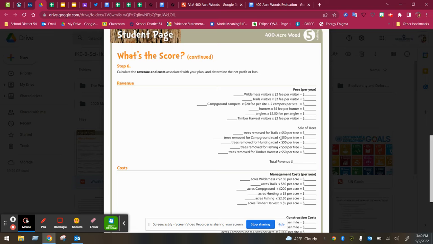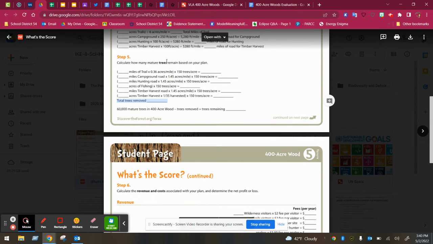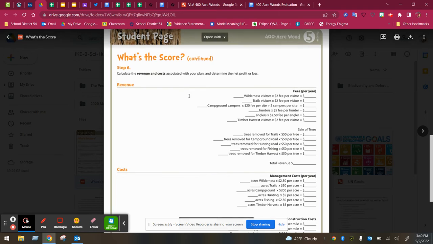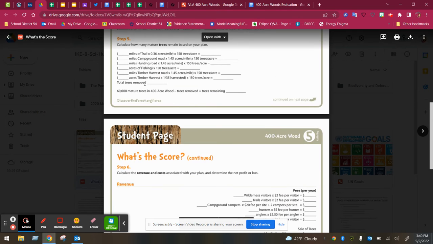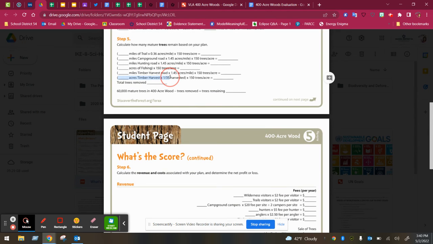And then for your trees removed, that's where you're going to come to step 5. Your trees removed in step 5. And you're going to do your trees removed for trails, your trees removed for camping ground road, for hunting road, for fishing. And then here where it says trees removed for timber harvest, that's just this last one. Not the road, the actual timber harvest. So your last number here.